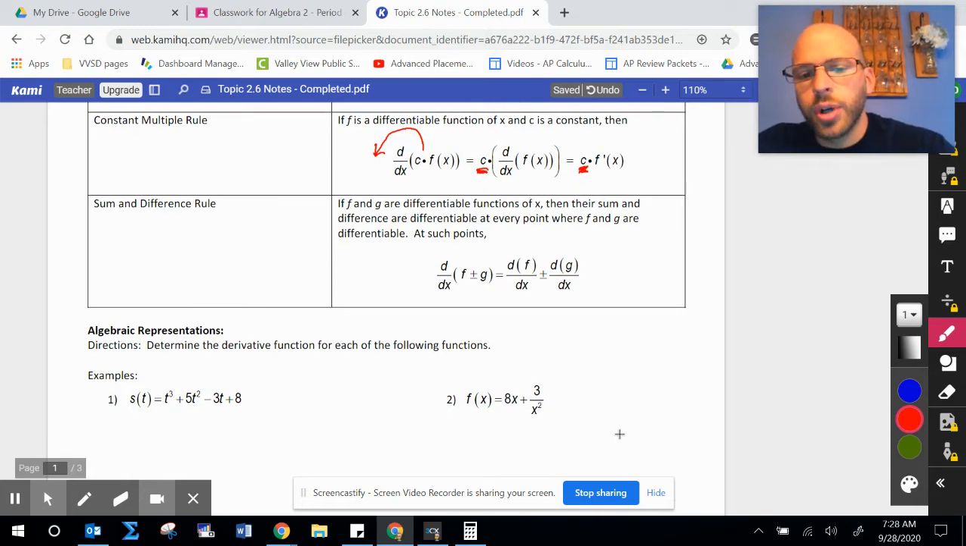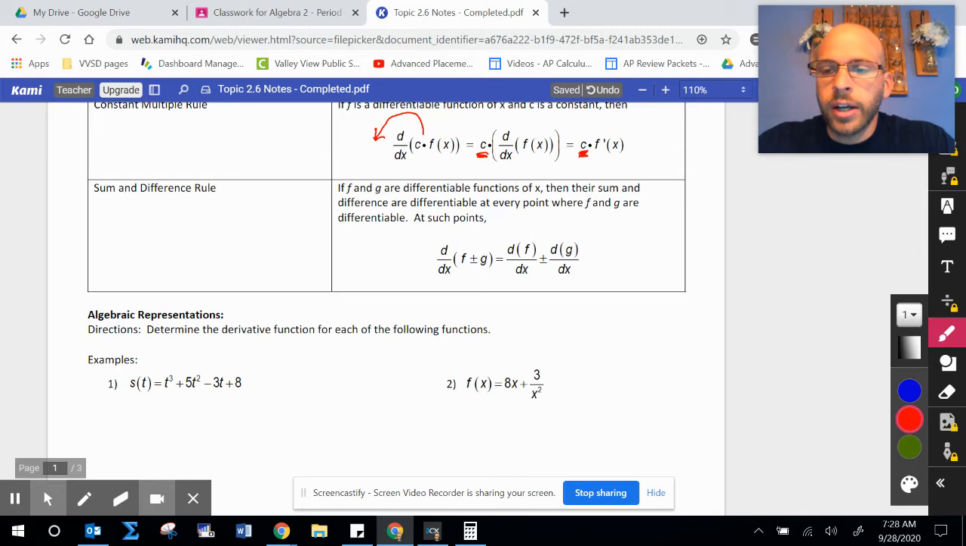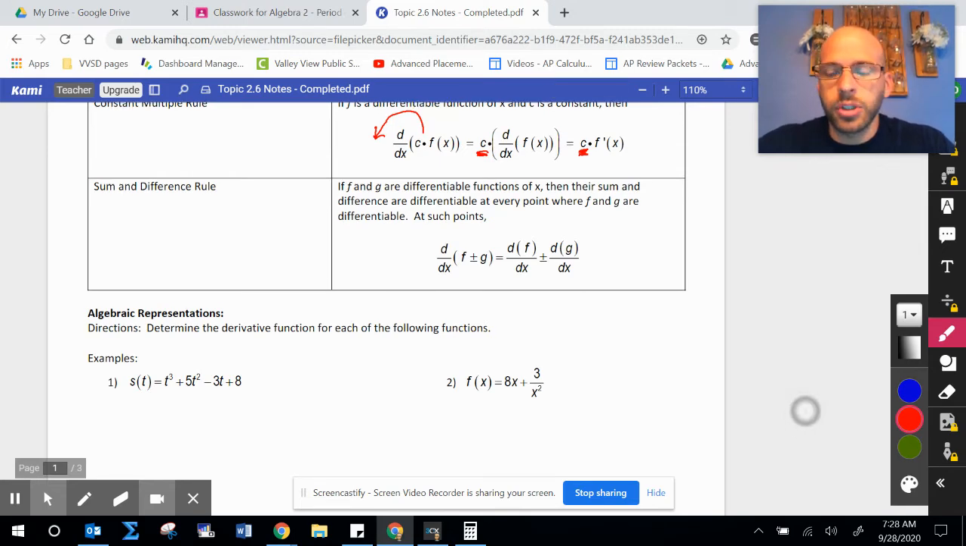Some difference rules. If you're adding or subtracting two functions, you can always take the derivatives of them separately, okay? And then just add or subtract their derivatives together. All right, so let's try to apply some of these rules.